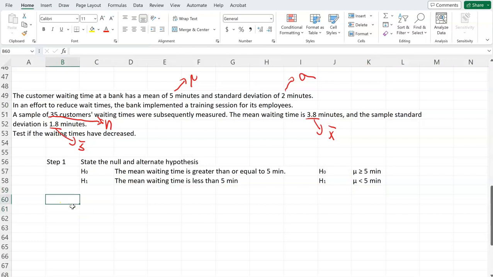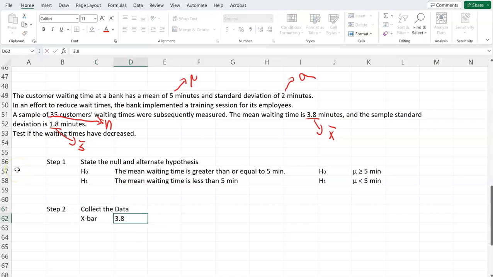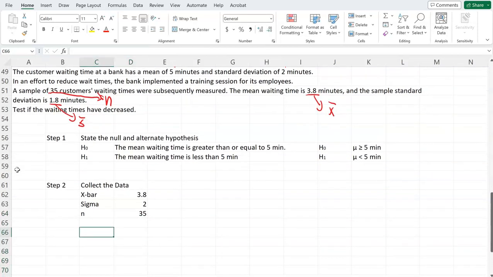Now in the second step, we are going to collect the data. So I know my X bar, that is going to be 3.8 minutes. I don't need S bar since I have sigma, which is 2 minutes, and I have N, which is 35. And then my third step is to find the Z or T value.